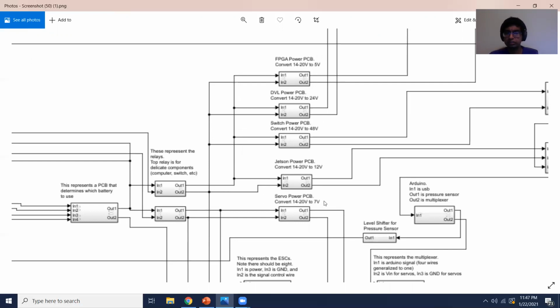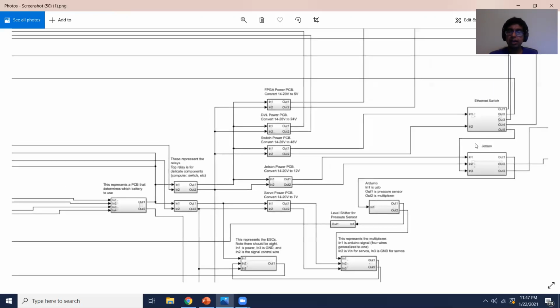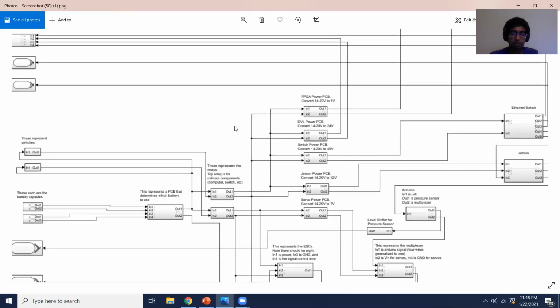For servos, we convert it to 7 volts, required by our servos. The Jetson goes to 12 volts. The switch goes to 48 volts. The DVL will need to go to 24 volts. And then, ignore the FPGA, but we'll have a second computer that will also require another power converter. All of these provide the power for the other components in our system so that they can function and do what they need to. That's basically the fundamentals of the power distribution and conversion subsystem.